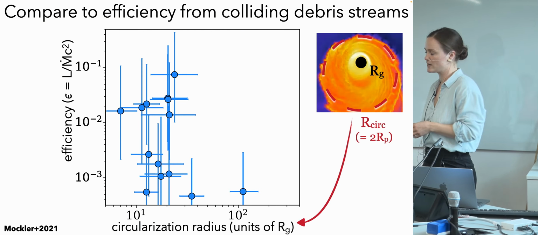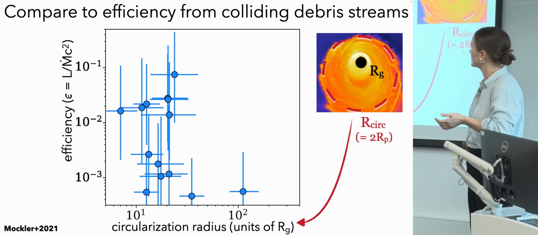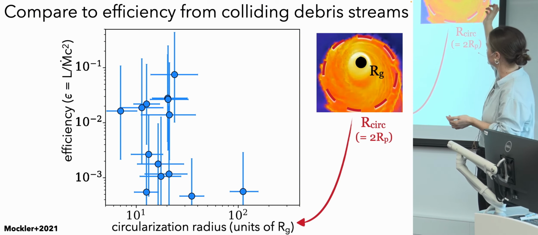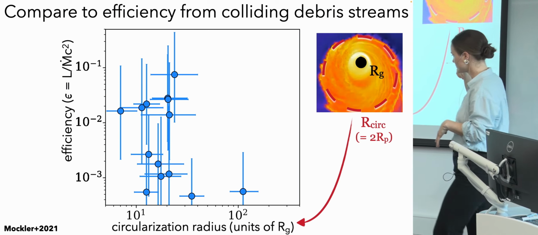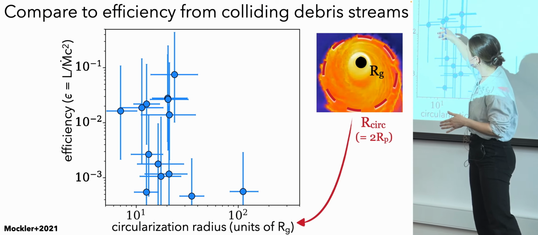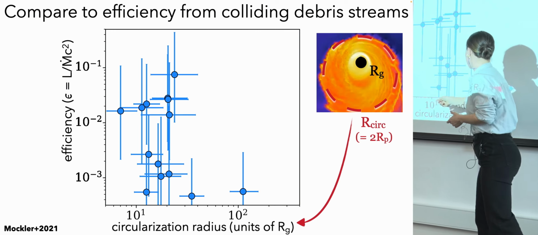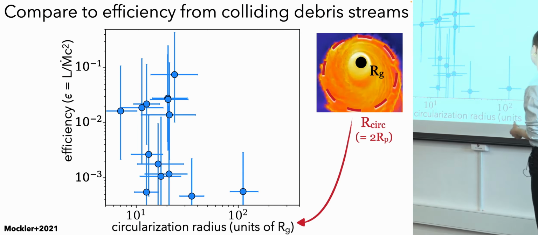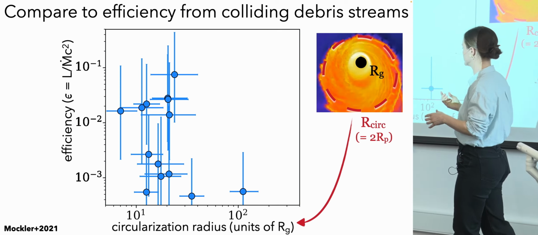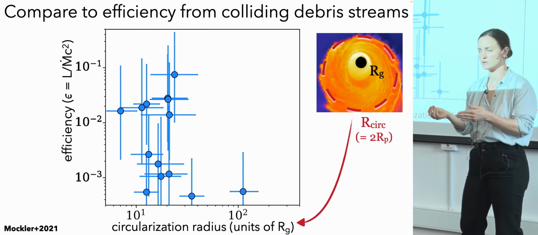And so when I estimated the efficiency from these light curve models and compared the efficiency to what we would expect from colliding debris streams, this is what I found, and I'm going to kind of build this plot up, but first just explaining what we're seeing. This is that efficiency that I talked about before, the luminosity divided by m dot c squared, as a function of the approximate circularization radius, which we can get from the same models. It's basically 2 times where we thought the disruption occurred, 2 times the tidal radius for a given model.